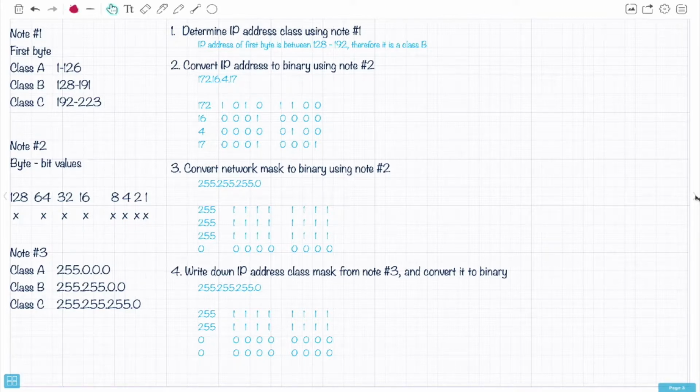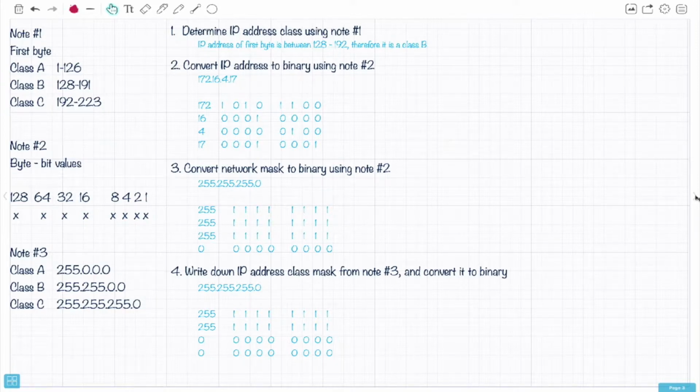Now convert each of the decimal portions of the IP address to binary using the information in note number 2. Obviously, if you have a binary calculator, that's going to make this a lot simpler. So 172, 16, 4, and 17 are shown as their binary equivalents there. Now, it's very important to line up each of the bits within each of the bit positions. As I mentioned before, I like to split the bytes out into 2 lots of 4 bits because it makes them easier to manage.